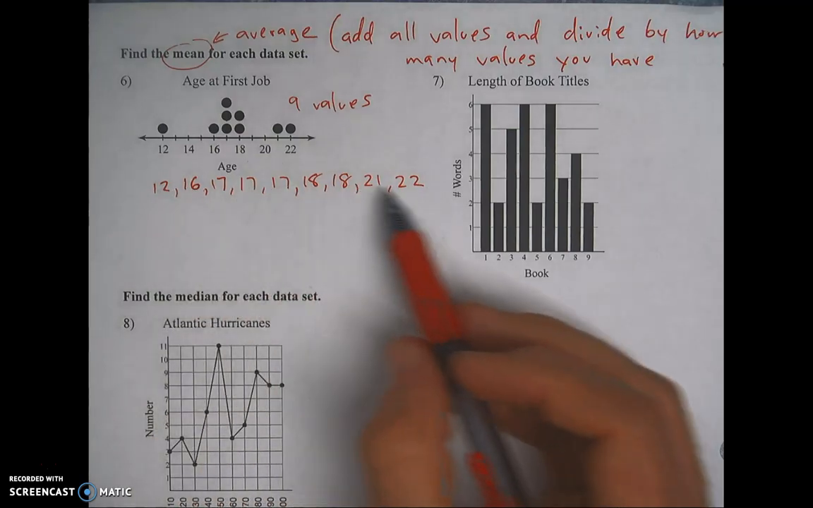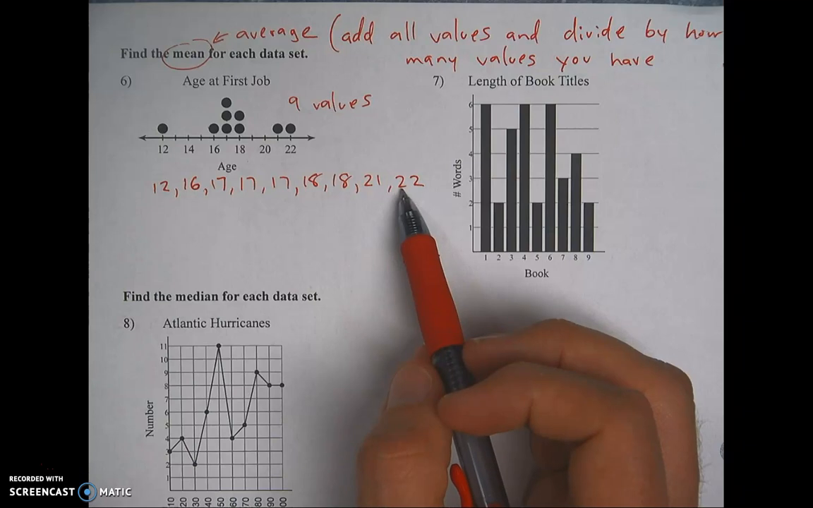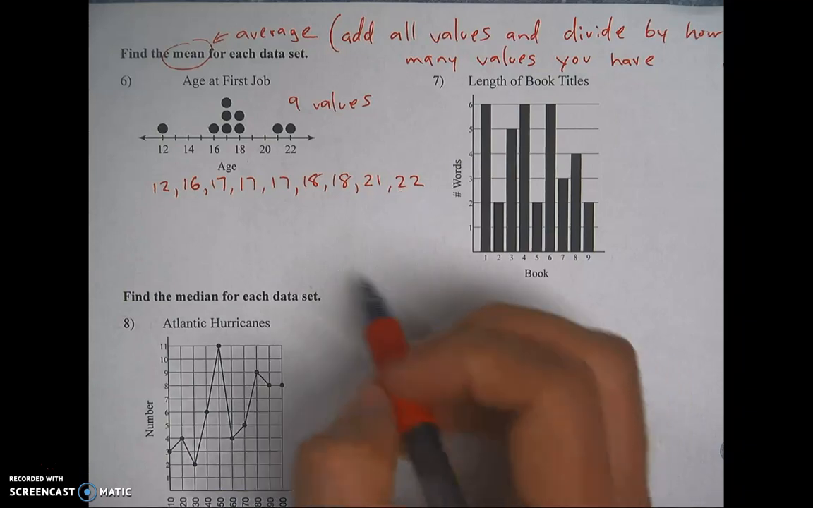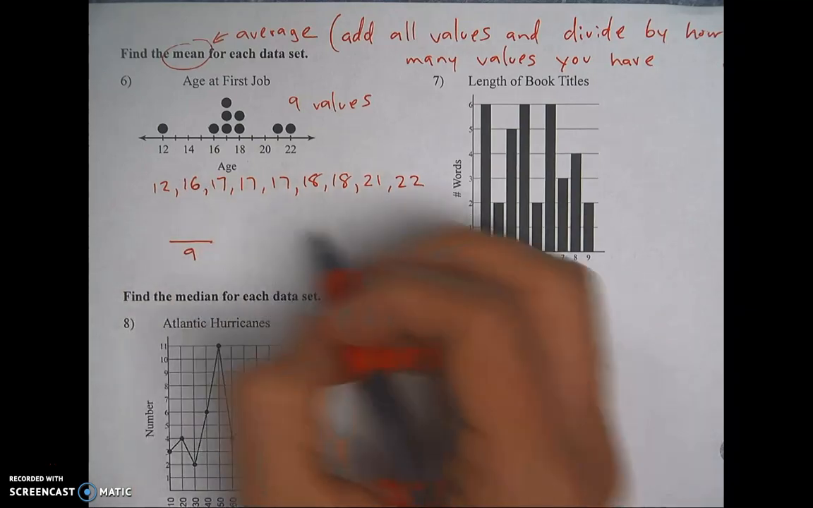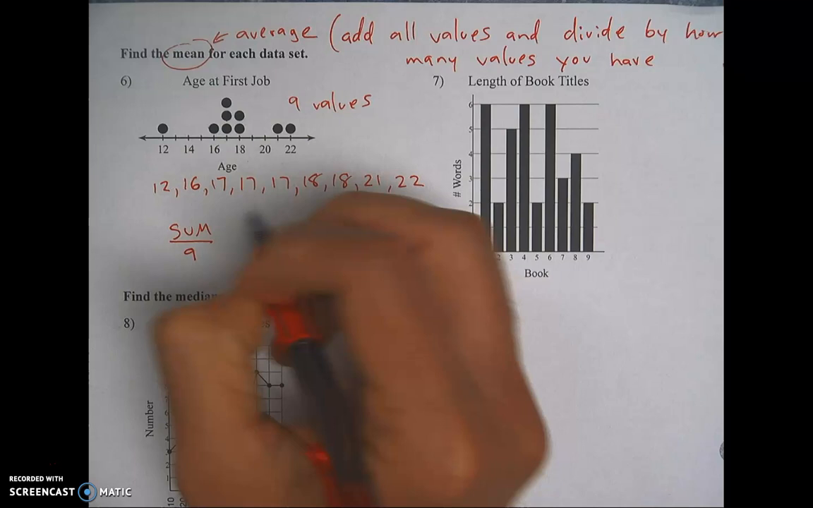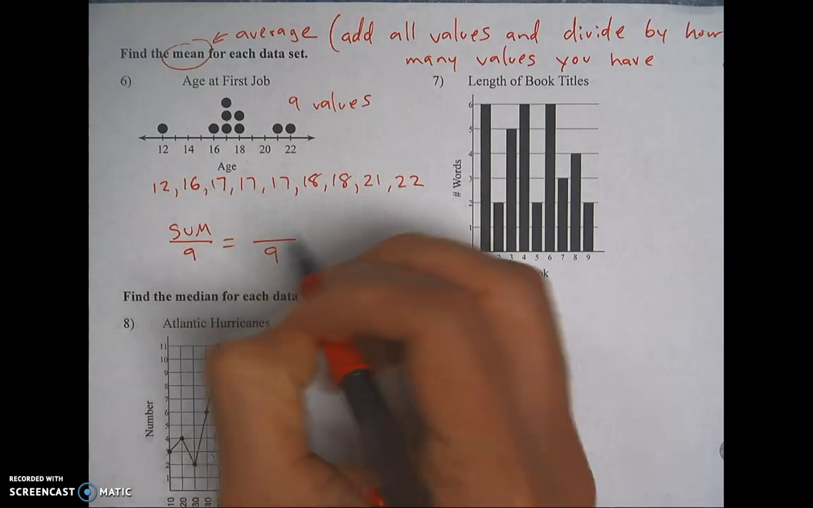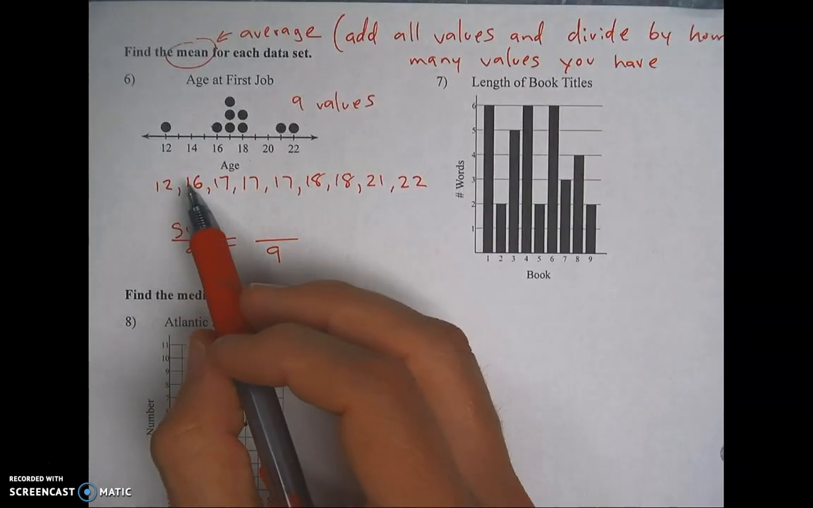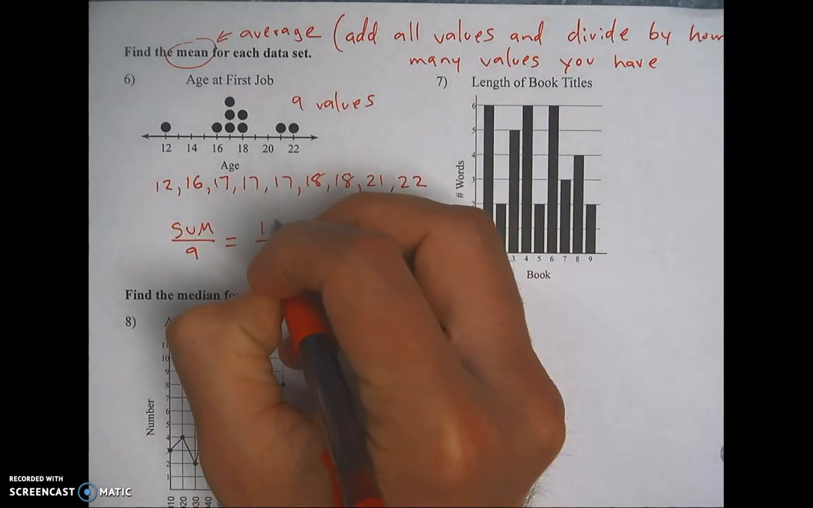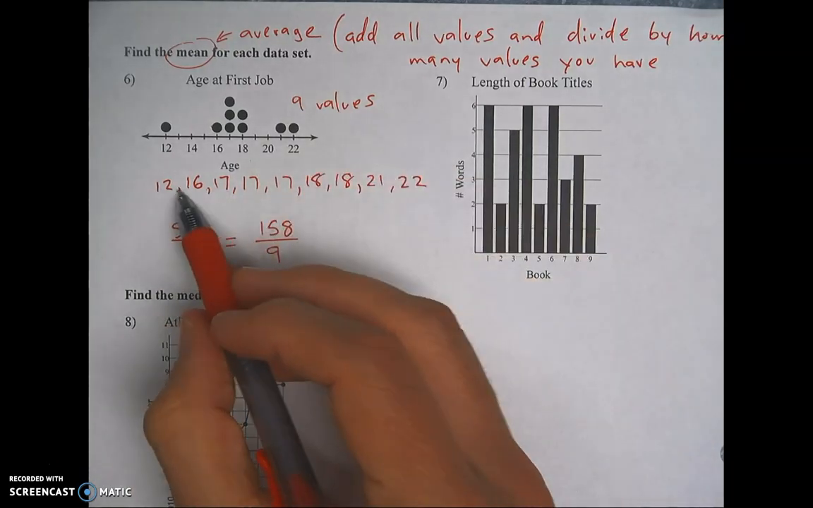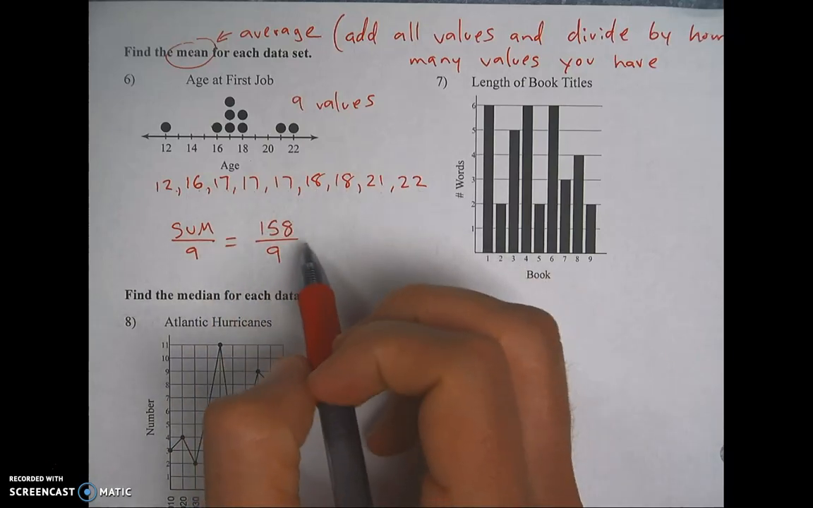So what I need to do, if I want to find the average, and it should fall somewhere in the middle here, is I'm going to add these up and then divide by how many I've got. Now I've got 9, so I'm going to divide this by 9. I have to add all these up, so I'm going to get the sum and divide it by 9 because there's 9 values. So you just plug this in your calculator, 12 plus 16 plus 17, on and on and on. You do that, you end up with 158. Okay, that's from this plus this plus this plus this plus this plus this plus this plus this plus this. And then your calculator is going to do the work for you.